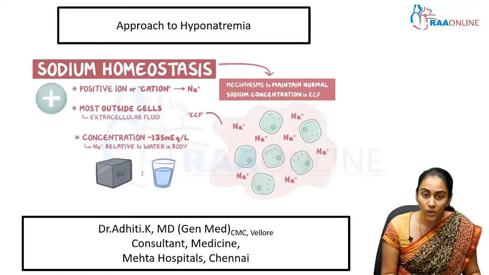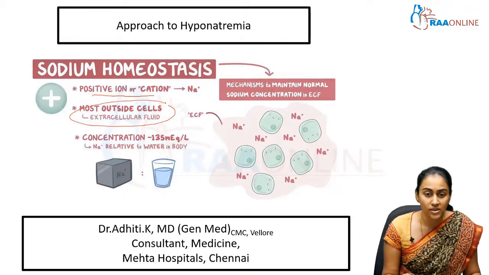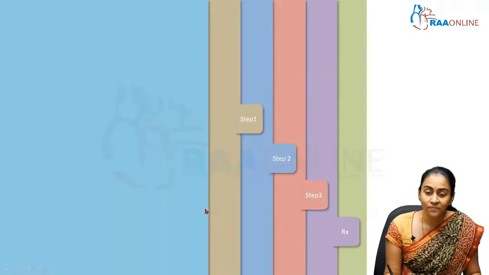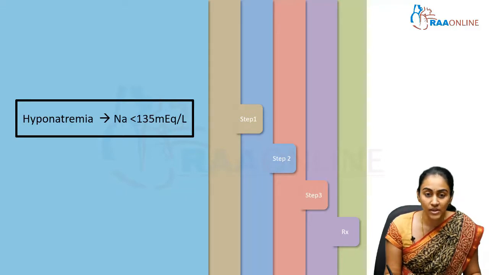Now, sodium, as we all know, is a very important extracellular ion. It is a positive ion or a cation, and most of the sodium is in the extracellular fluid. We measure the sodium's concentration relative to the water in the body. The acceptable normal range is 135 to 145 milliequivalents. This is the normal concentration of sodium in the body. Now let us see how we approach hyponatremia. When the sodium level falls below 135 milliequivalents per liter, that is when we refer to it as hyponatremia.